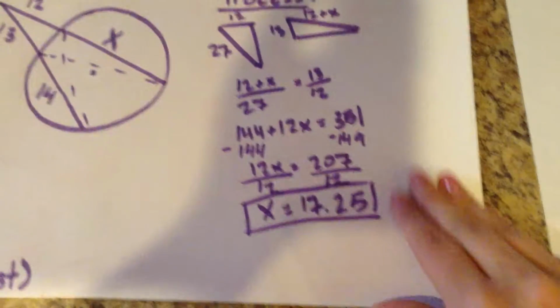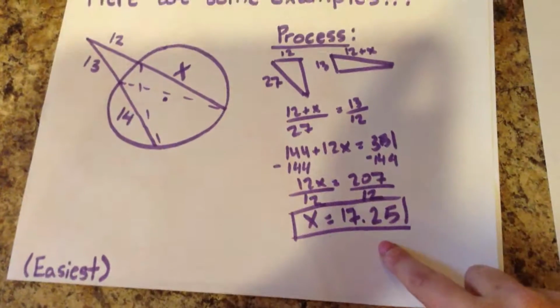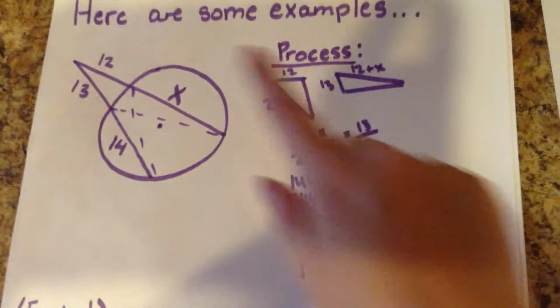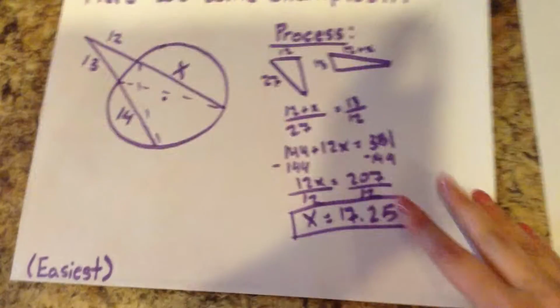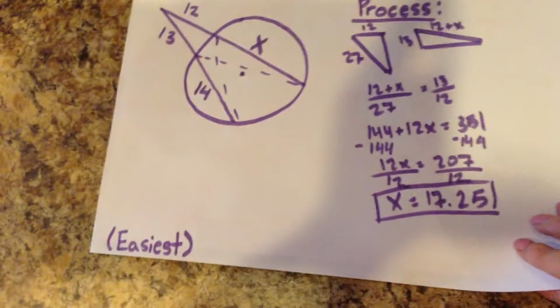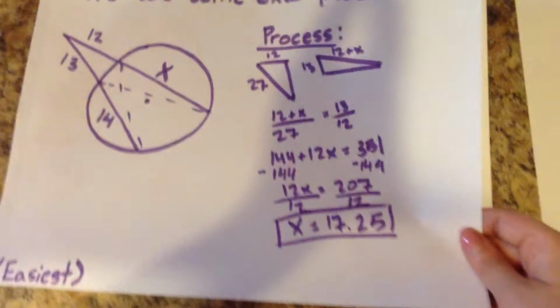And then therefore we get x equals 17.25. As we can see, it's not a hard problem because there's only a few steps. As you can see, easiest. Alright, let's go to the next one.